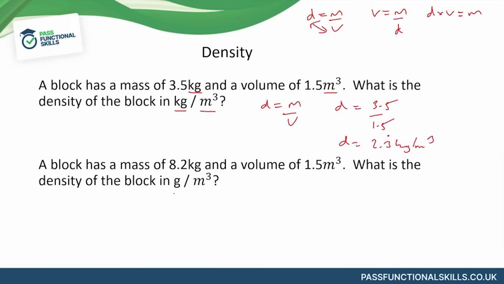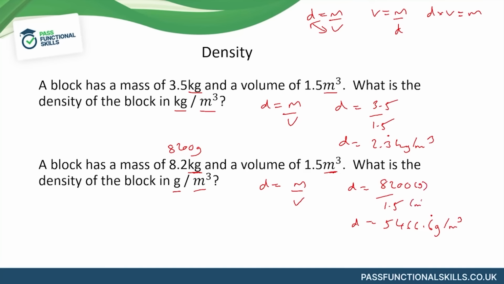Okay, so this is what I mean about making sure the units are consistent. If we're giving the density in grams per cubic meter, the volume must be in cubic meters and the mass must be in grams, but it's not, it's kilos. So multiply this by 1000, and we've got that now in grams. So the density is the mass over volume. So the density is 8,200 divided by 1.5, and 8,200 divided by 1.5 is 5466.6 recurring, and again that is grams per cubic meter, because this was grams and this was cubic meters.